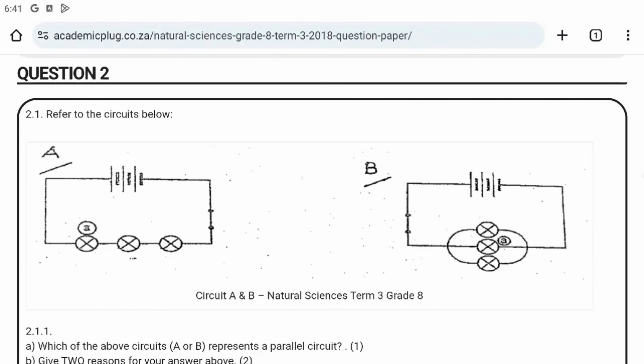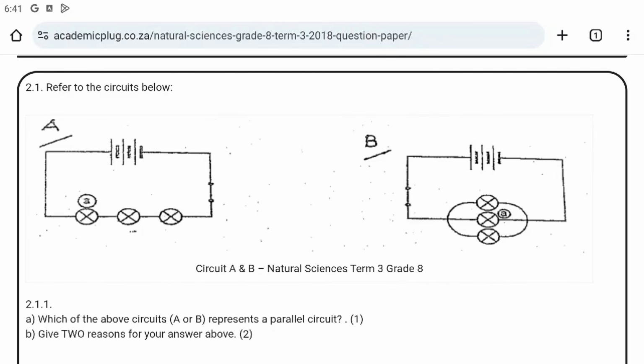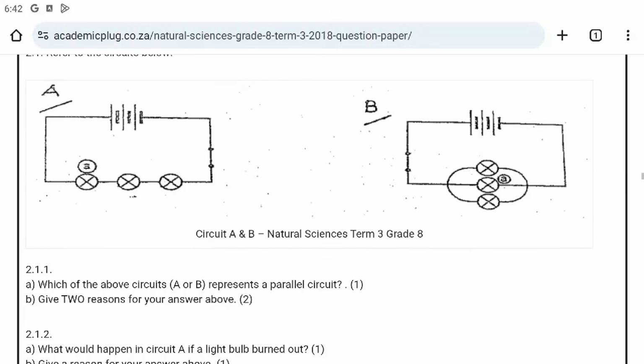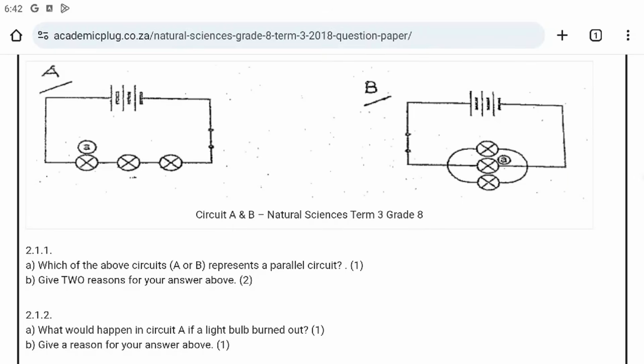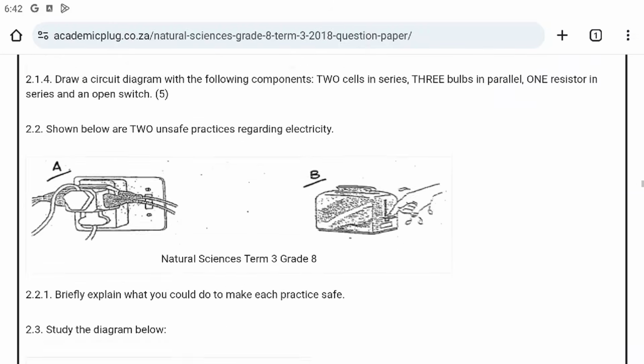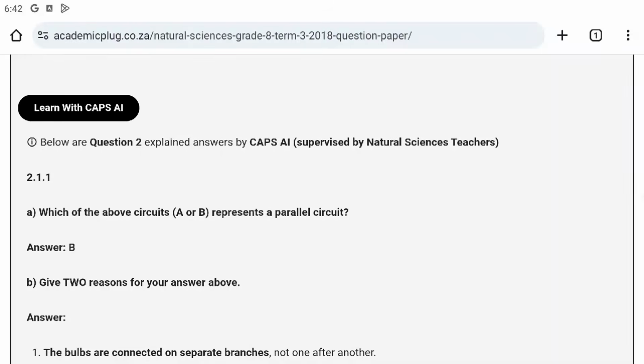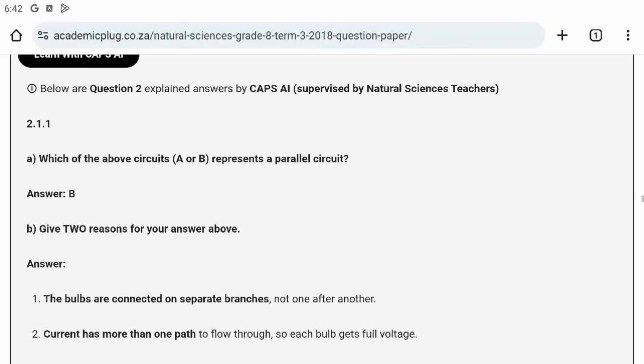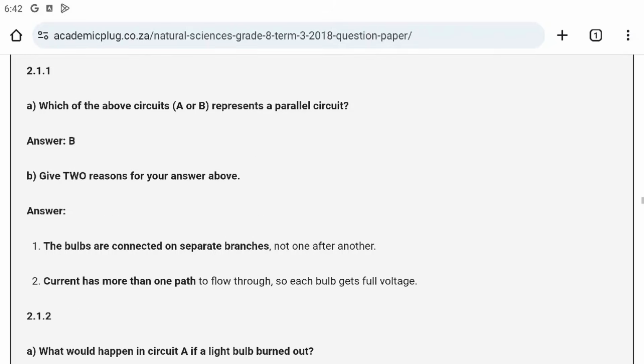All right, so let's come to question 2. 2.1 refers to the circuits below. We have A on the left and B on the right. 2.1.1, which of the above circuits A or B represents a parallel circuit? We all know which one, unless you don't. So it's B. And the second question went on to say, give 2 reasons for your answer above.